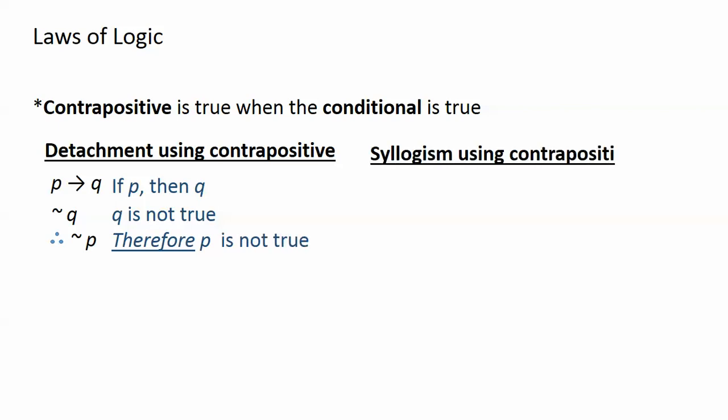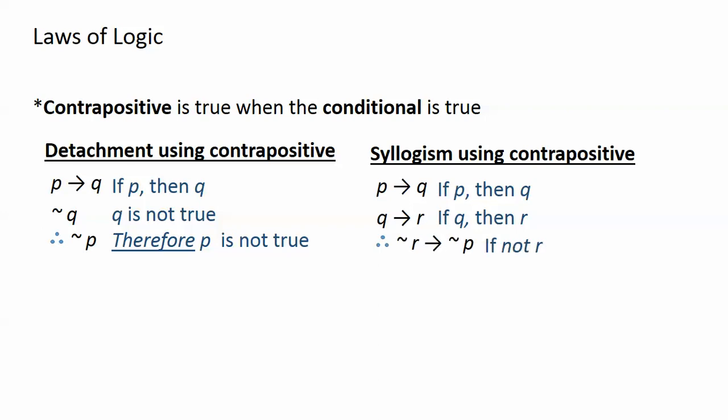Syllogism using contrapositive. If P, then Q. If Q, then R. Therefore, if not R, then not P.